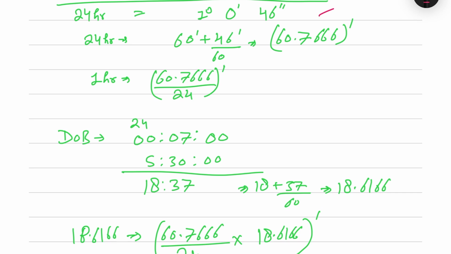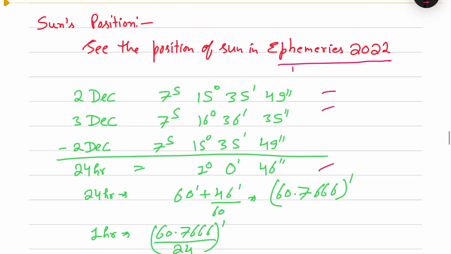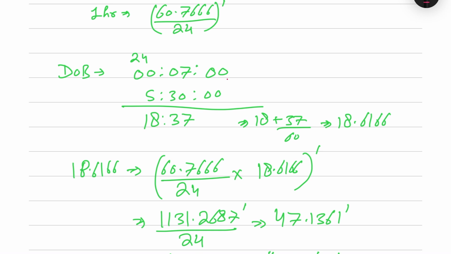Exact time of birth. Then this value is present for 5:30 a.m. for both the days. So we will subtract 5:30, and from here how much time has passed? It is 18 hours and 37 minutes that has passed. So we'll convert it to hours.